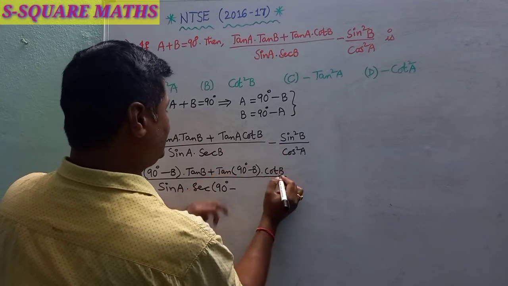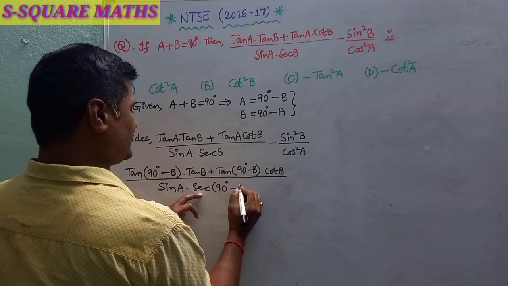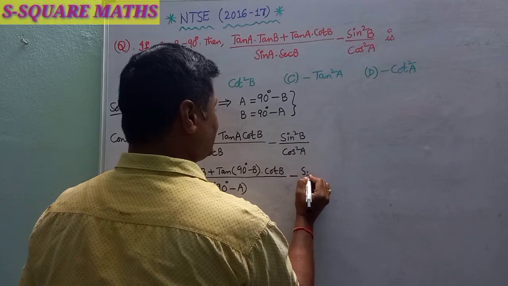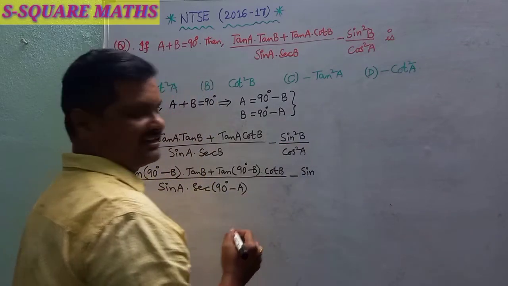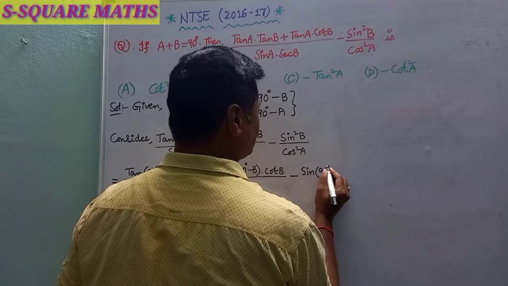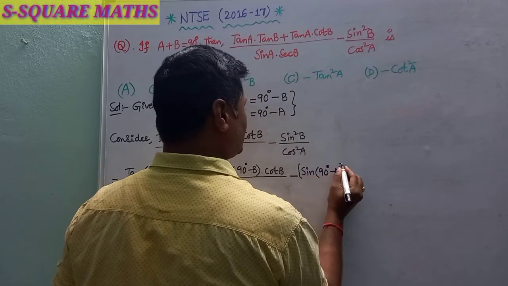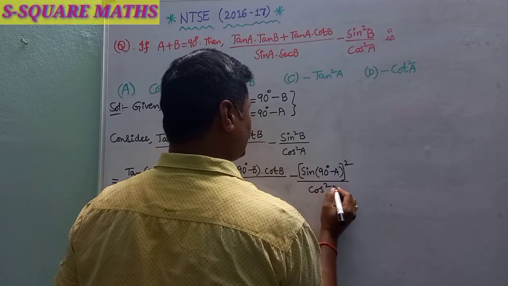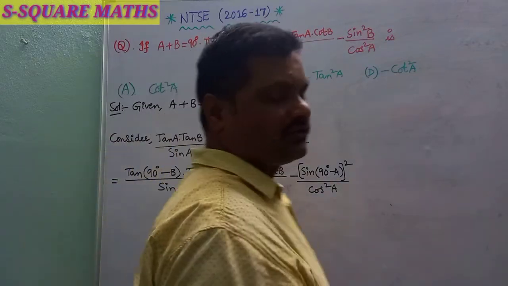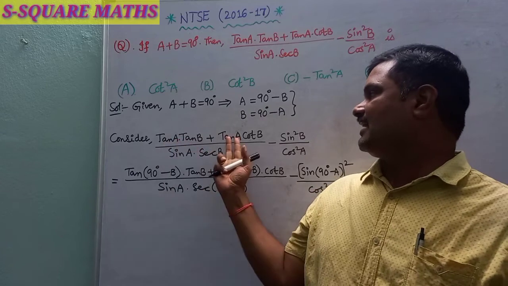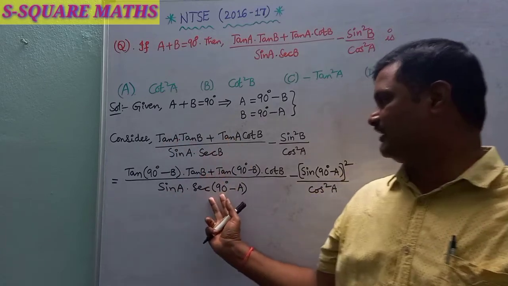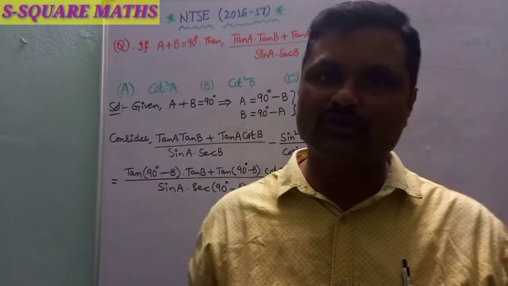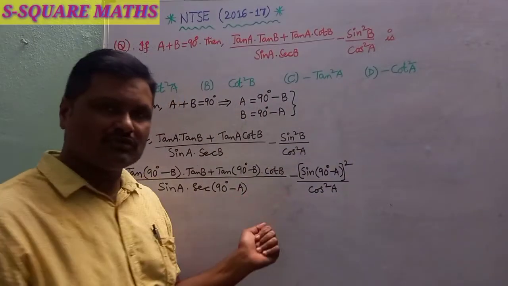This cot B by sec of 90 degrees minus A in the place of B, minus the leftover part, which is nothing but sin square B. I can write sin B as sin of 90 degrees minus A, since it has a square, the whole square, by cos square A. So I have changed tan A, and here again tan A, next sec B has been changed, and here the numerator sin B. You can change the other parts also in your convenient way. So this is the important step throughout the problem.